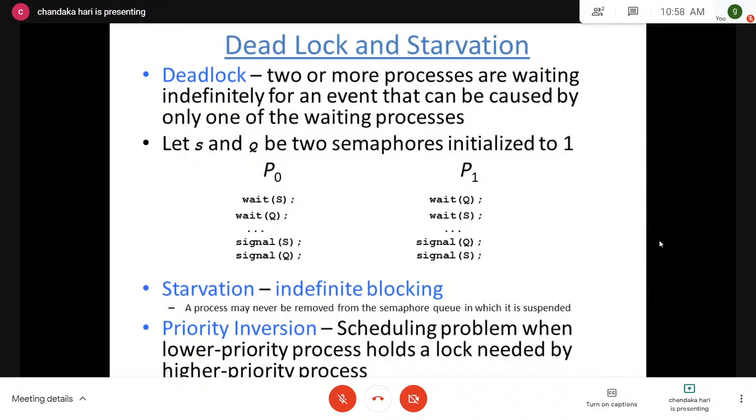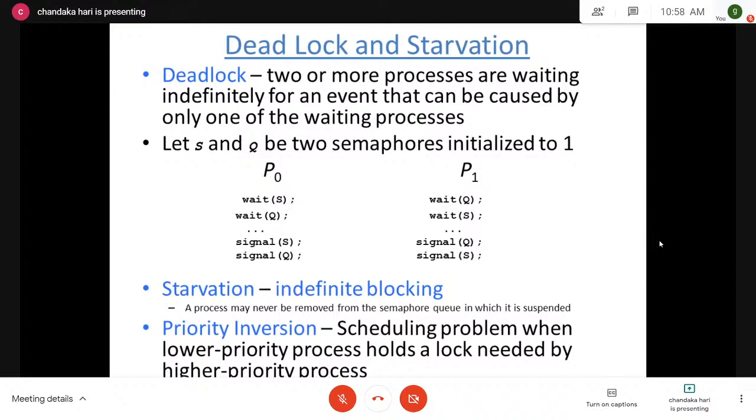That is, two or more processes are waiting indefinitely for an event that can be caused by only one of the waiting processes. It is going to be called a deadlock. Let us take an example. There are two semaphore variables, S and Q, initialized with 1, and there are two processes running, P0 and P1.